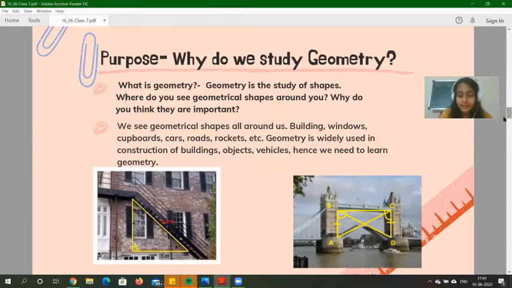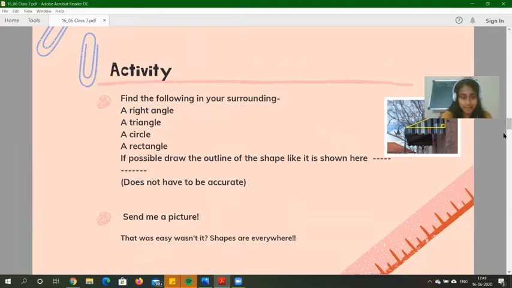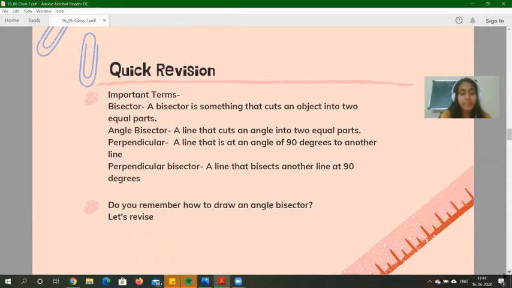Now the next part is an activity. In this activity, I want you to look around, look in your surroundings and find a right angle, a triangle, a circle, a rectangle. Identify all of these and you can take a picture of it and send it to me. You will find it very easy. Wherever you see, you will find a geometrical object.